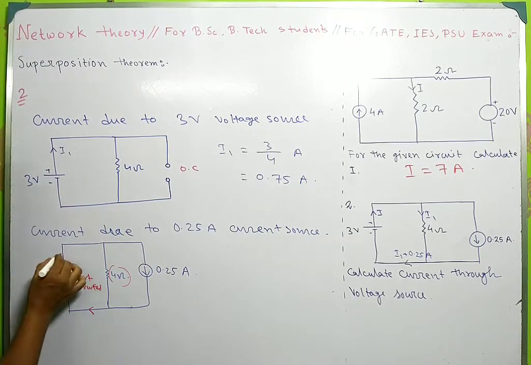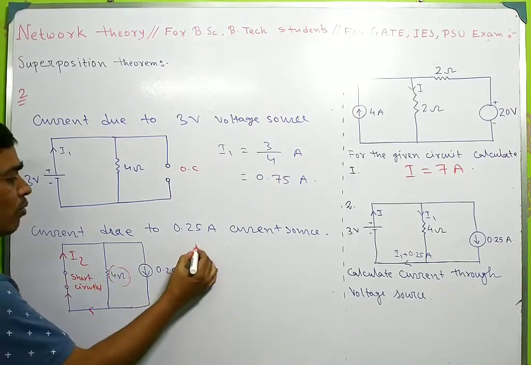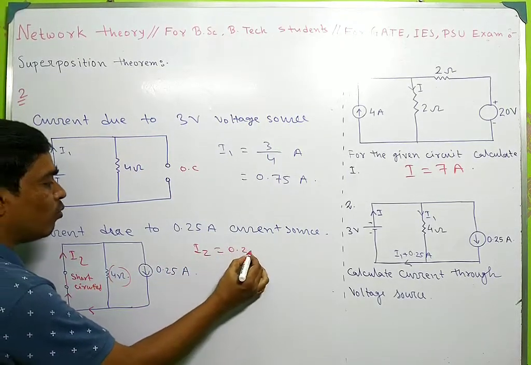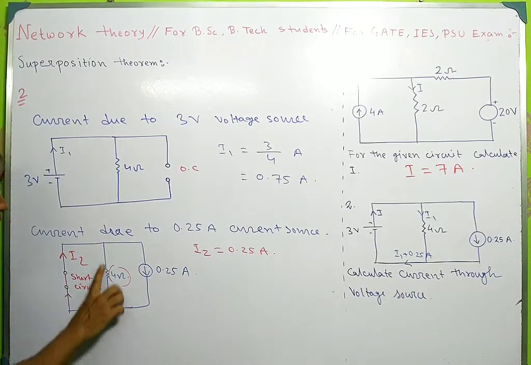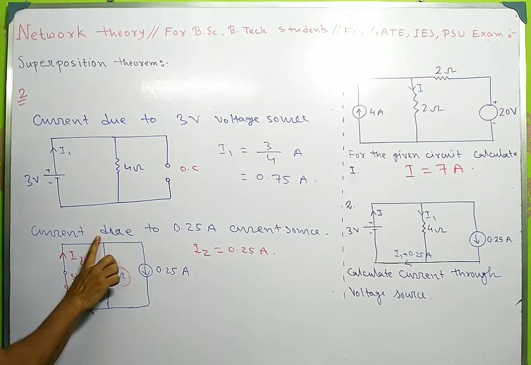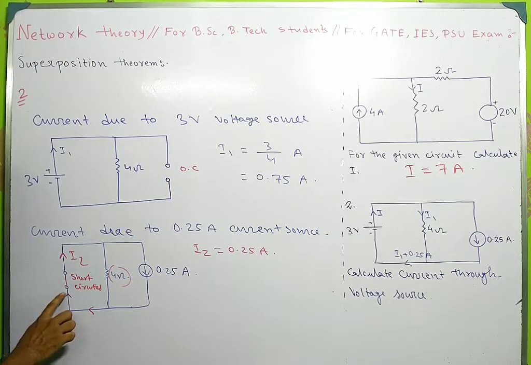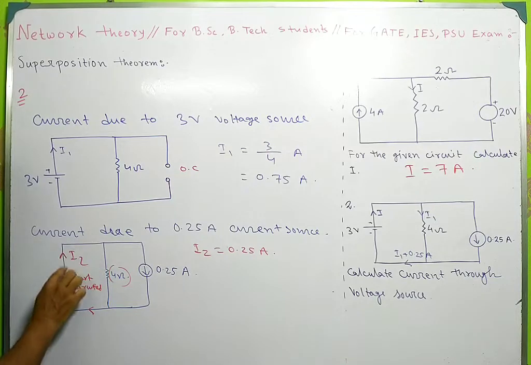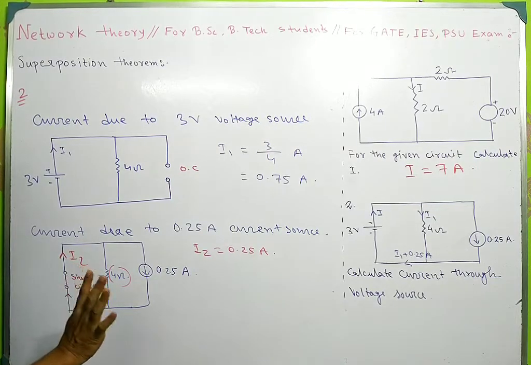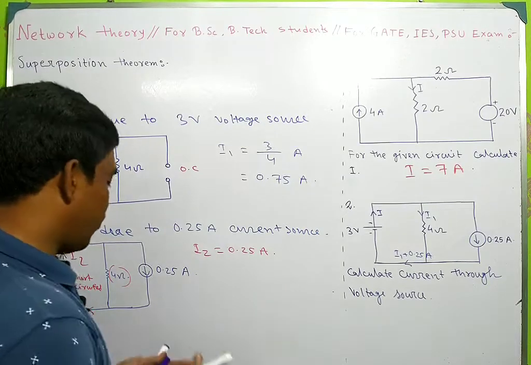So here this current is, suppose, I2, so I2 must be 0.25 ampere, because no current will pass through this 4 ohm resistance, because there is another path parallel to this 4 ohm resistance that is resistanceless. Okay, that's why I2 is 0.25 ampere.